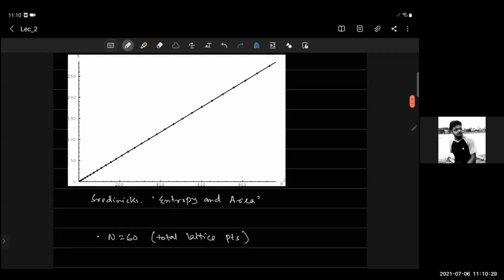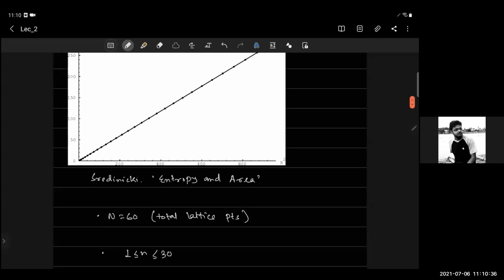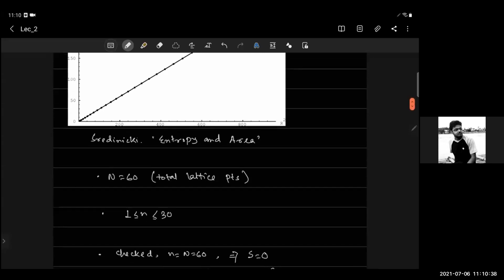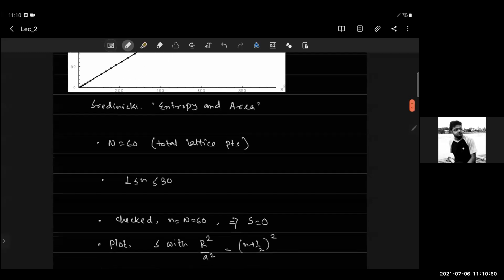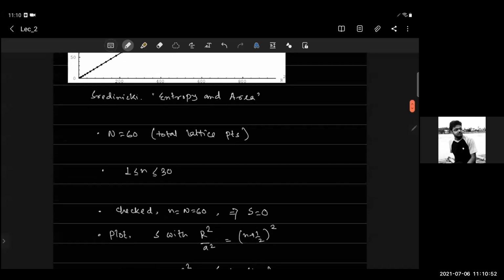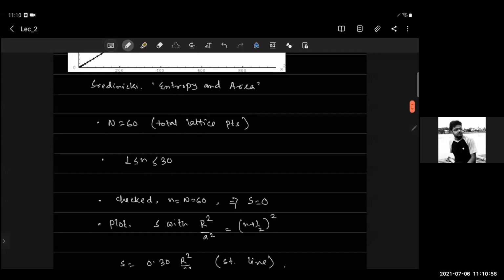The plot has been taken from this paper, Entanglement Entropy and Area. And you see it follows a straight line. Here, what has been done numerically is that N, the total number of lattice points, has been chosen to be 60, and the subsystem size is varied from 1 to n, 1 to 30. And you plot this S with R squared over a squared, and you get a straight line with a slope 0.3.